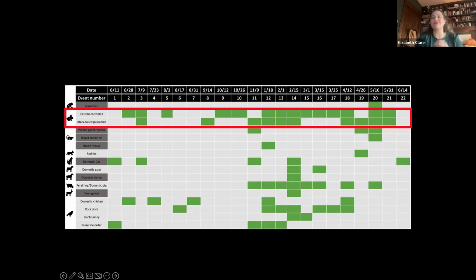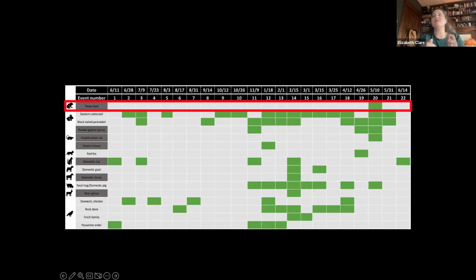Common stuff is common. So the bunny rabbit, you almost always detect it because there's lots of bunny rabbits. This is a really rare thing, a Texas toad. We only detected it once. It's fairly rare. It only emerges under very specific conditions. And so a rare thing is rare. This is good. It means we're not just accumulating stuff in the environment.